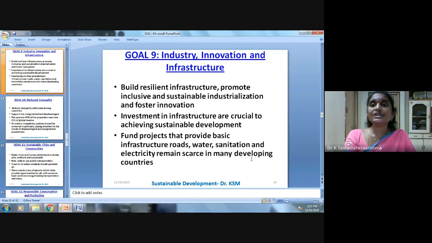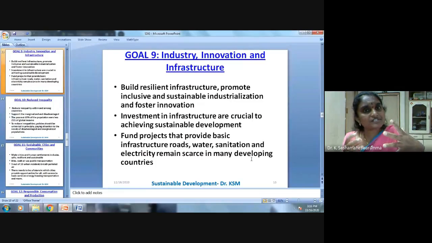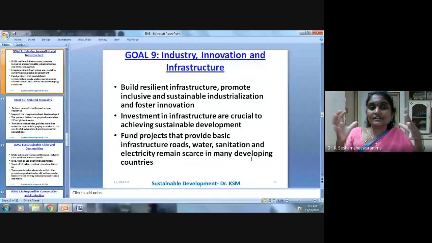Next goal is industry, innovation and infrastructure. Build resilient infrastructure. Promote inclusive and sustainable industrialization and foster innovation. See, resilient buildings, I mean earthquake resilient buildings. All the buildings and all the constructions have to have resilience. Then inclusive and sustainable industrialization.